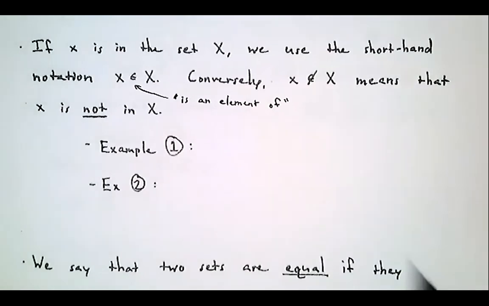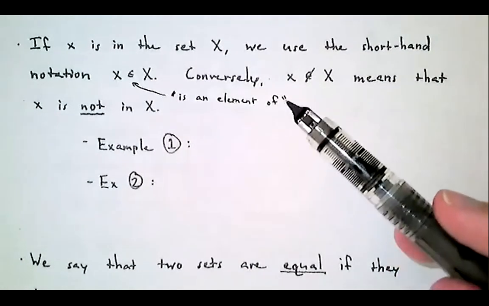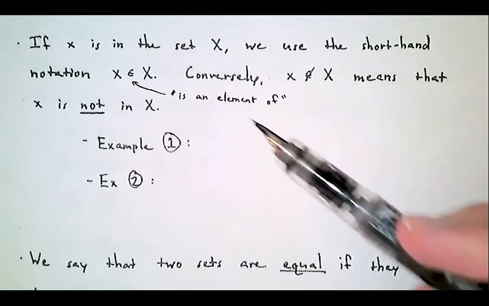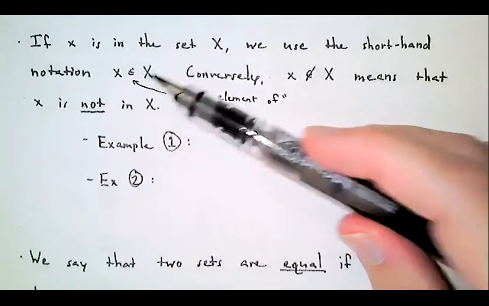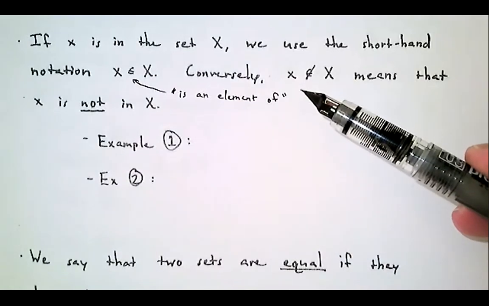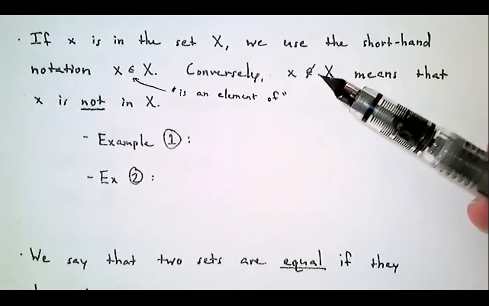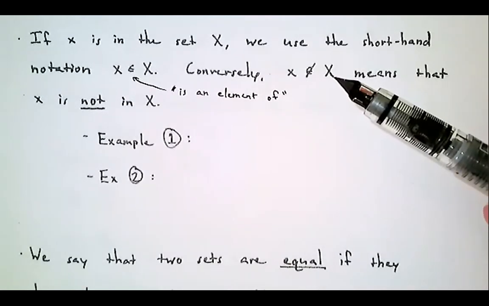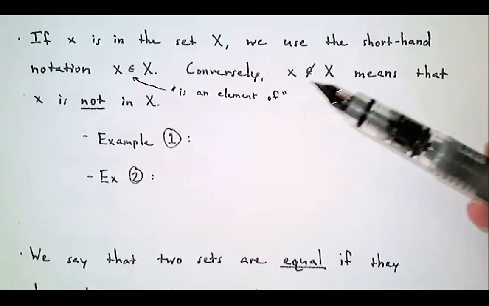And a lot of the time, you might want to say x is not an element of your set. And in that case, you take your symbol that means is an element, and you just draw a line through it to mean that that is not true, essentially. So x is not an element of X is what this would be.